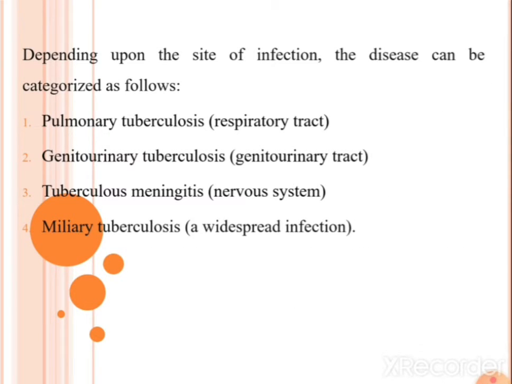Depending upon the site of infection, as we have seen the different sites where tuberculosis infects, the disease can be categorized as follows. First, pulmonary tuberculosis, where the respiratory tract is infected. Then genitourinary tuberculosis, in which the genitourinary tract is infected. Then tuberculous meningitis, where TB infects the nervous system. The last one is miliary tuberculosis, which is a widespread infection. So tuberculosis is classified depending on the site of infection.